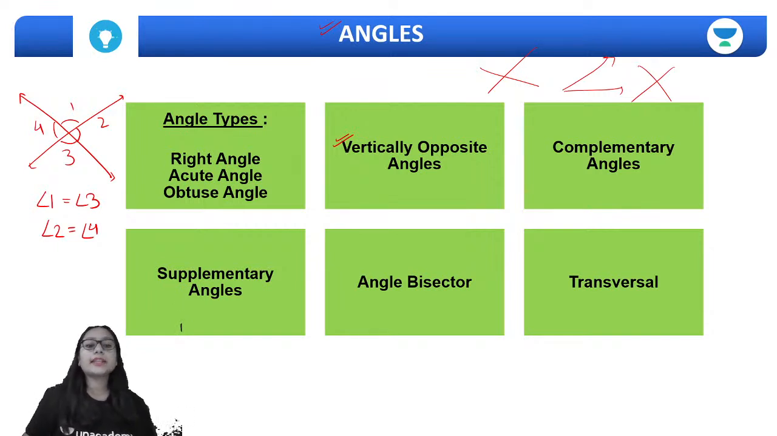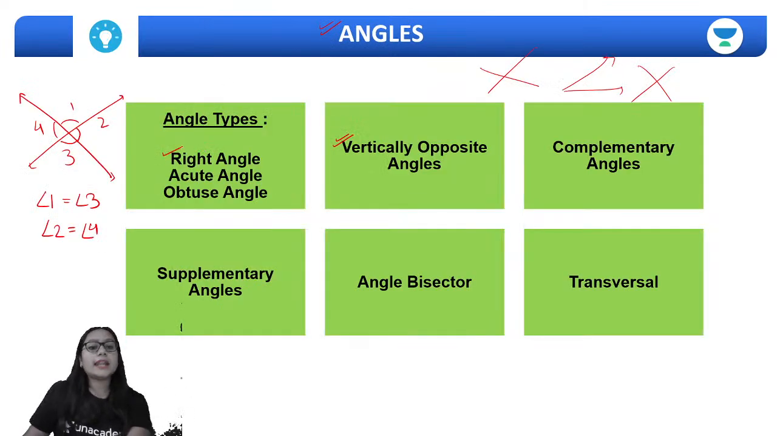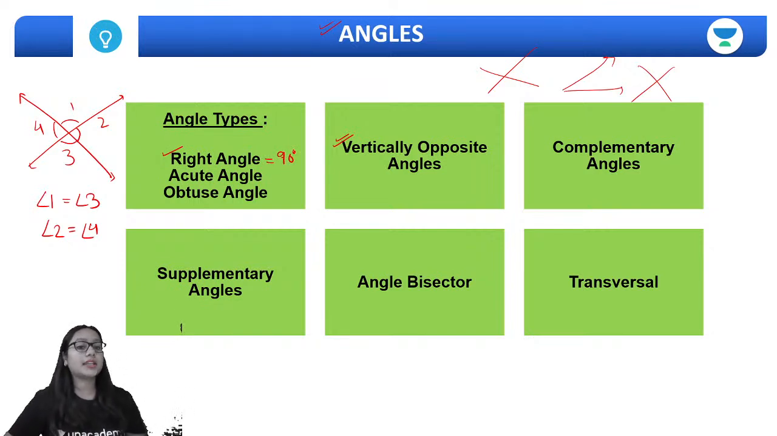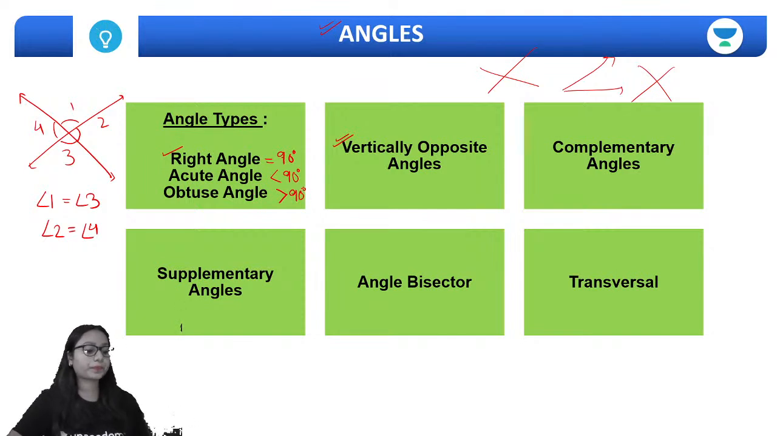Now let's see the different types of angles we have. We have the right angle: any angle whose measure is equal to 90 degrees is a right angle. What is an acute angle? Any angle whose measure is less than 90 degrees is an acute angle. What is an obtuse angle? Any angle whose measure is greater than 90 degrees is an obtuse angle. These are the majorly used angles in different questions.